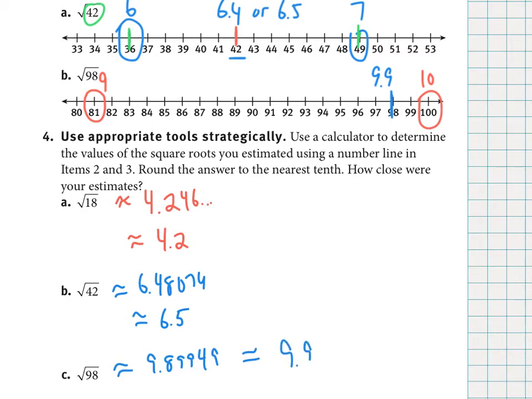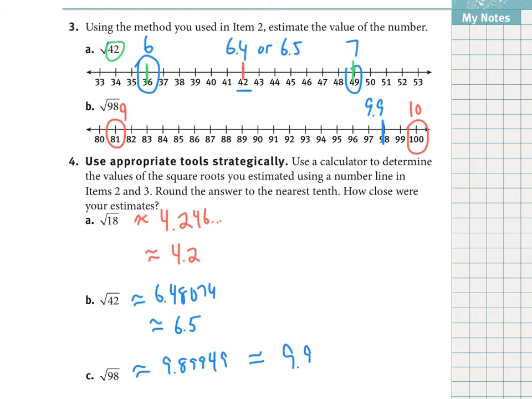So it looks like our estimates were pretty good, right? For the previous ones, we said 9.9 for the square root of 98, and we went with 6.4 to 6.5. It was actually closer to 6.5 for the square root of 42.